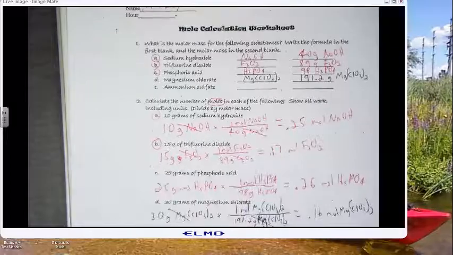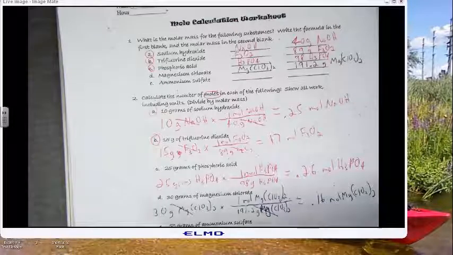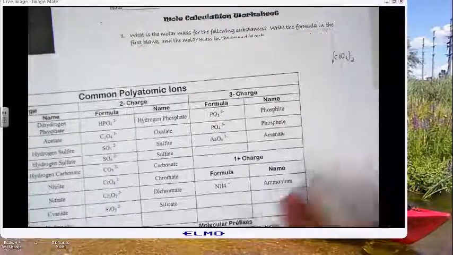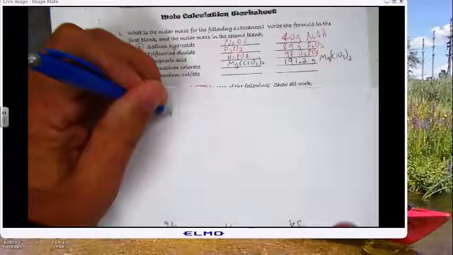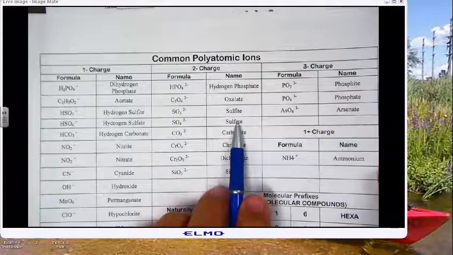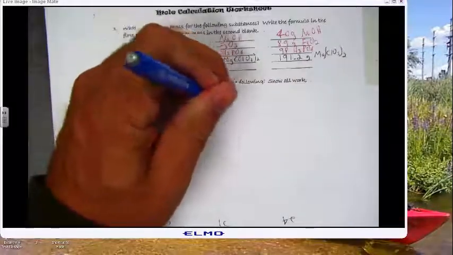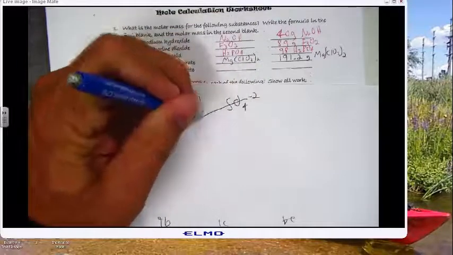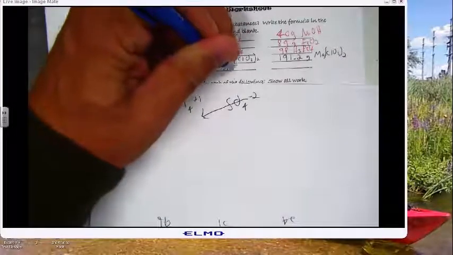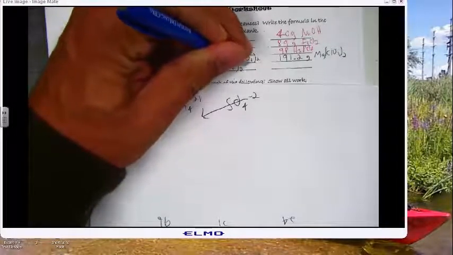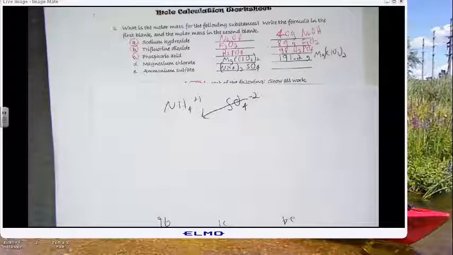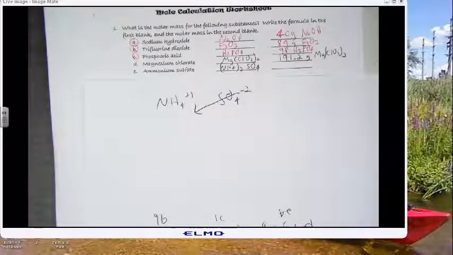Letter E. First things first, I have to give it a proper formula. It's ammonium. Check my polyatomic ions. Ammonium is the only one that's the +1 charge. NH4 with a +1. Sulfate, right in the middle here, SO4 with a -2. It's going to take 2 ammoniums in order to balance off those charges. So we're going to have NH4 taken twice, SO4, ammonium sulfate.